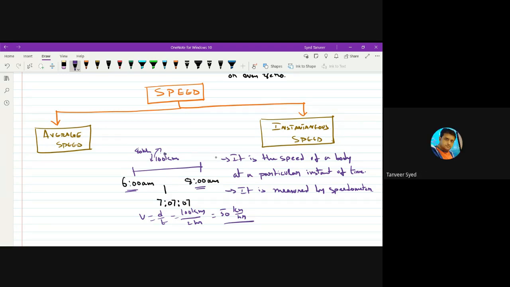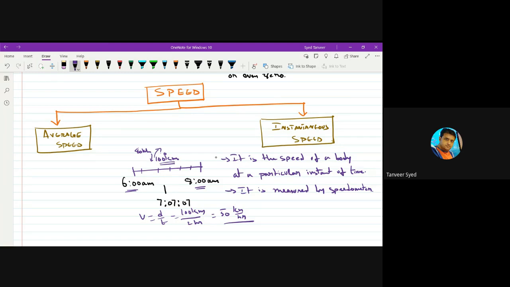Your speed becomes 0. Again, after crossing the toll gate, there is traffic. You cannot go at 80 kilometers per hour. You go for some time at 50 kilometers per hour, sometimes at 20, sometimes at 100 kilometers per hour. Like this, you cover your entire journey of 100 kilometers at different speeds, at different instants of time. At some time your speed is 20, at some time 120, sometimes 0, sometimes 50, at some time 90. With these different speeds, you are covering a distance of 100 kilometers in 2 hours.